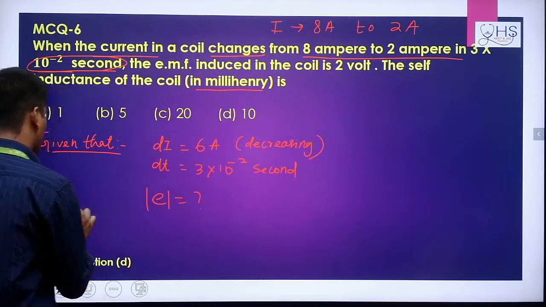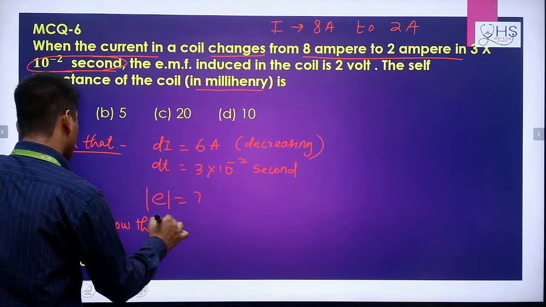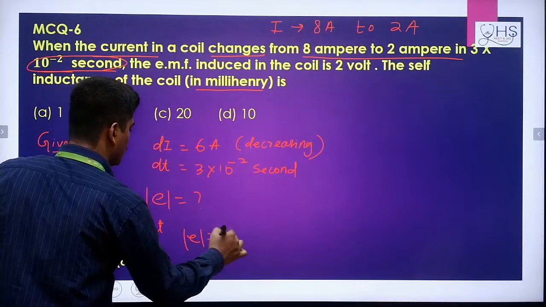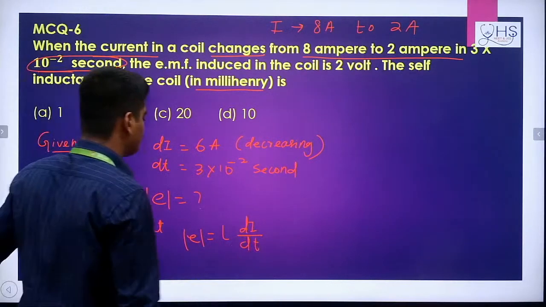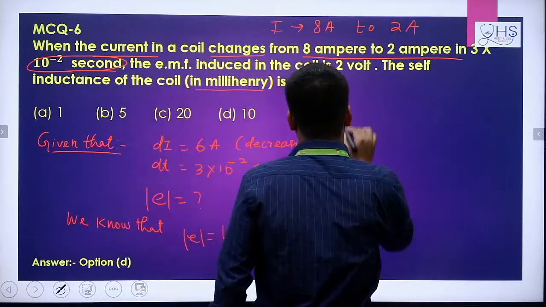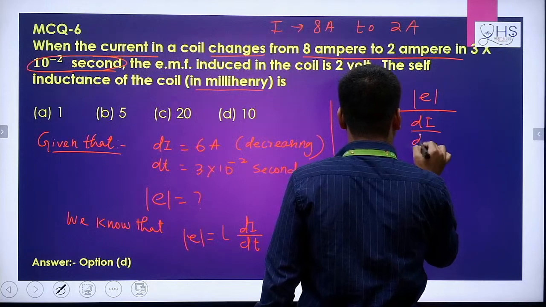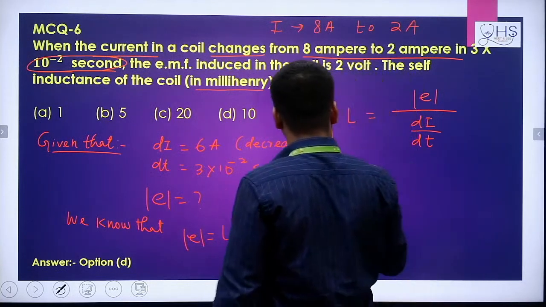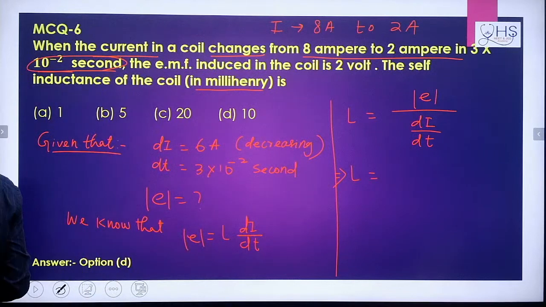Already we know the formula: EMF equal to L di by dt. So this one we know. Now if you want to find L, then what will you do? EMF magnitude divided by di by dt. So everything is given here, and everything is in SI unit. So you substitute yourself and calculate.